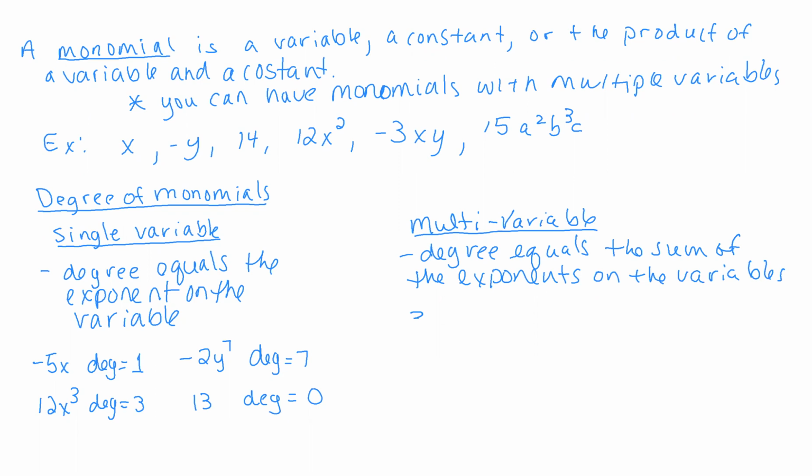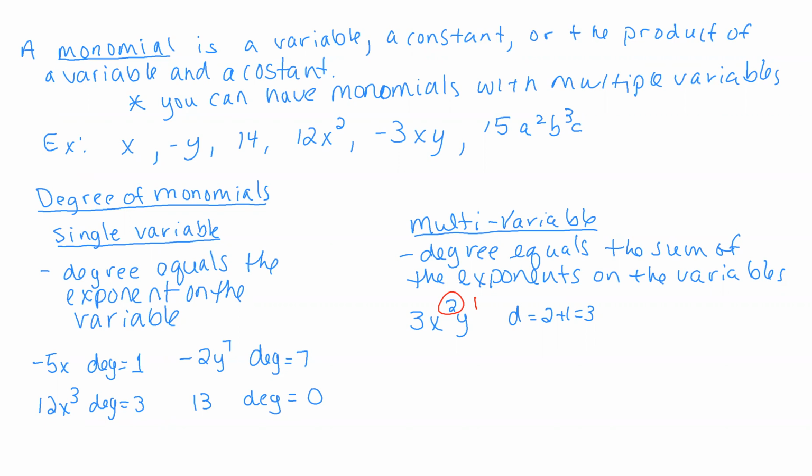So let's say I had 3x squared y. Well, in this case, the degree is going to equal the exponents that we have. So we have an exponent of 2. And then you have to remember from a previous video, if there's not an exponent on something, it's always assumed to be an exponent of 1. So we have this single y here, but we don't see an exponent. So we would pretend the exponent is just 1. So the degree here would be 2 plus 1, or 3.